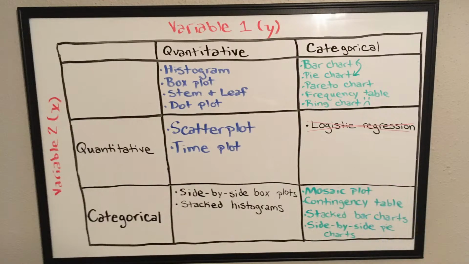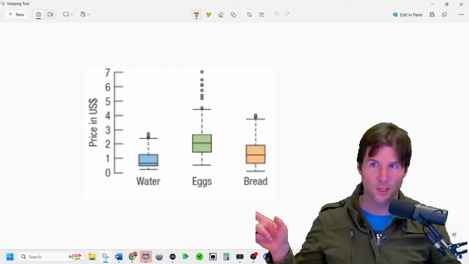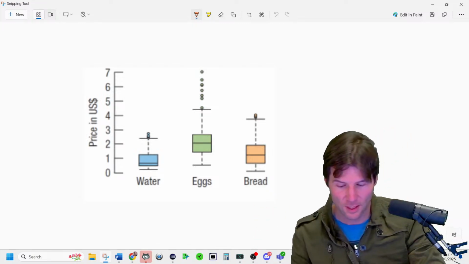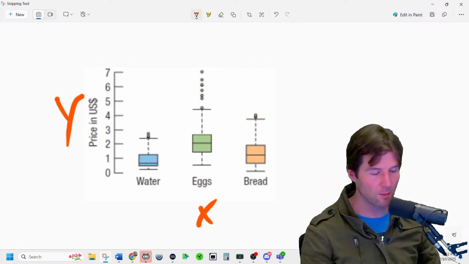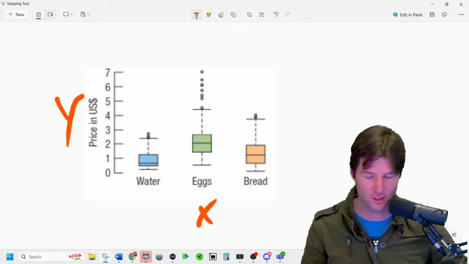The answer is on the screen. It is the X, exactly, because X is down here on the bottom of the graphic. This is the X, this is the Y. Box plots are a quantitative Y, side-by-siding them just puts them side by side. And thank you, everyone, for all those answers.